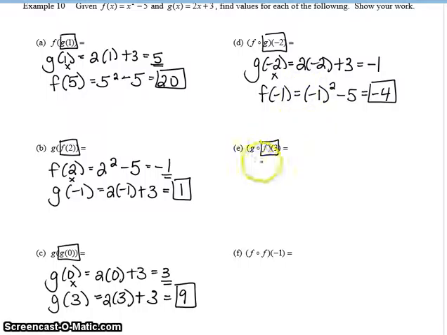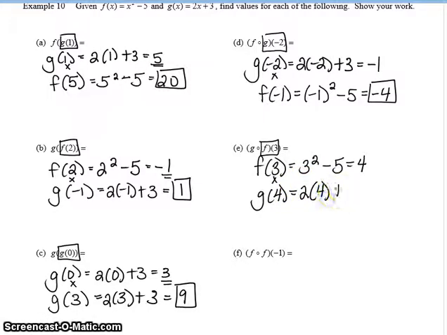g of f of 3. Evaluate f of 3 first. Plug 3 into the f function. So I'm going to get 3 squared, which is 9, minus 5, which results in 4. Now evaluate g of 4. Go to the g function, plug in a 4 wherever you see the x, and evaluate. And I get 11.